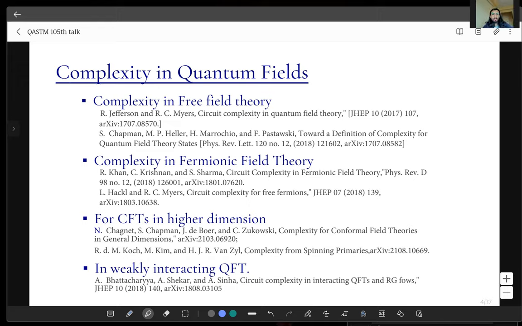So now our question was, if we include higher order terms in the weakly interacting QFT, how does one go about computing the circuit complexity? With this motivation, we started this project.